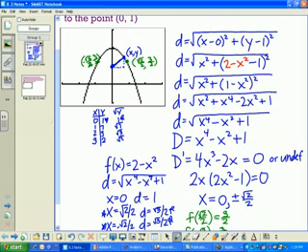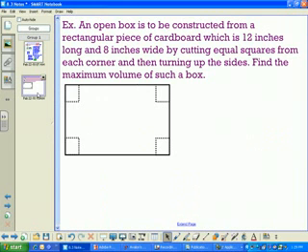Do make sure that you answer the question. Sometimes they will ask you what the minimum distance is, which in this case would be square root of 3 over 2, or ask you about where it happens, which in this case is what it did. Let's take a look at another problem.